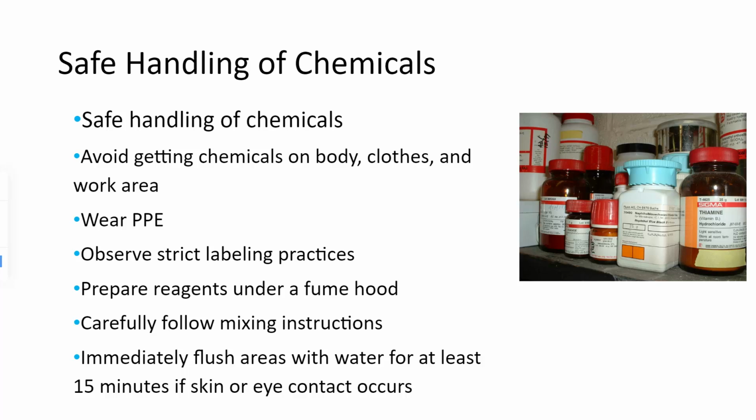The safe handling of chemicals. You want to avoid getting chemicals on the body, clothes, and work area. To do that, you can wear PPE. Observe strict labeling practices. If you take a chemical and make a reagent out of that chemical, you need to label the container of what you were making with the name of the chemical, the date that you prepared it, and your initials. Prepare reagents under a fume hood. Carefully follow mixing instructions and immediately flush areas with water for at least 15 minutes if skin or eye contact occurs.